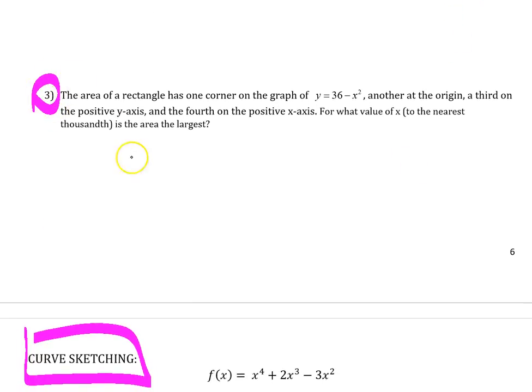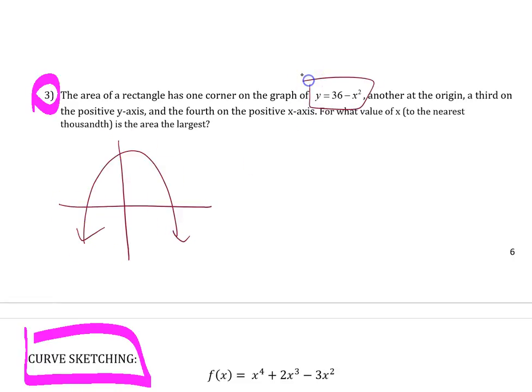All right, question 3, we're going to have a parabola, y equals 36 minus x squared. And we're going to have a rectangle fit underneath that. Keep in mind that this corner could drag in either direction, depending upon how short you want it to be or how tall you want it to be and so forth. The idea is that the rectangle is bound beneath the parabola and between these axes.